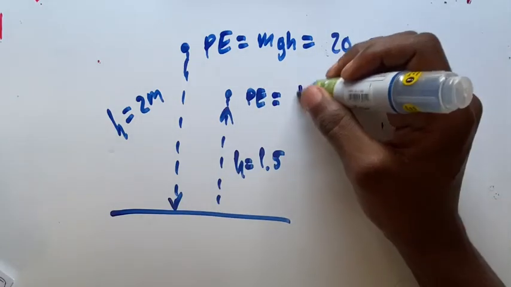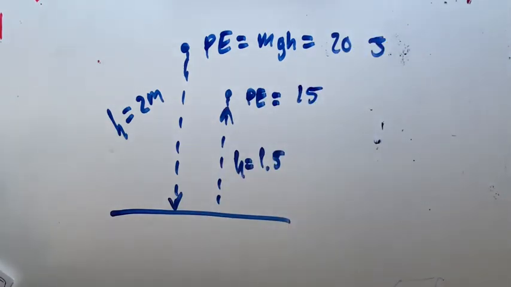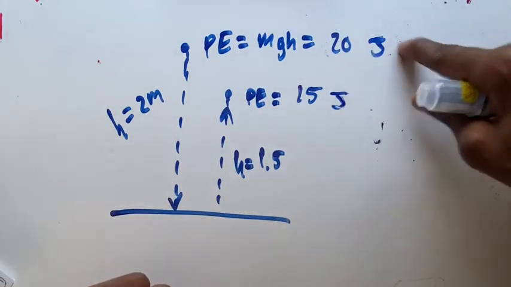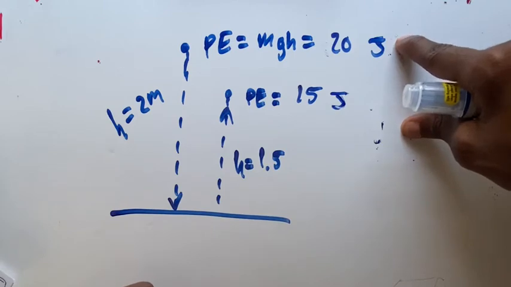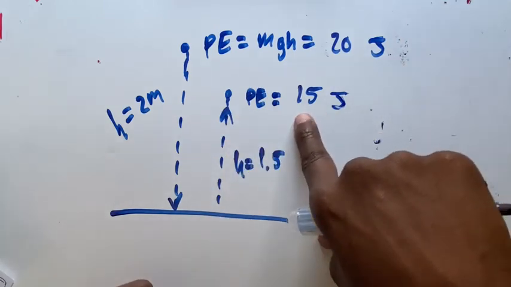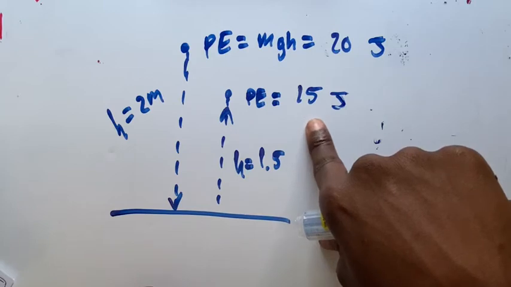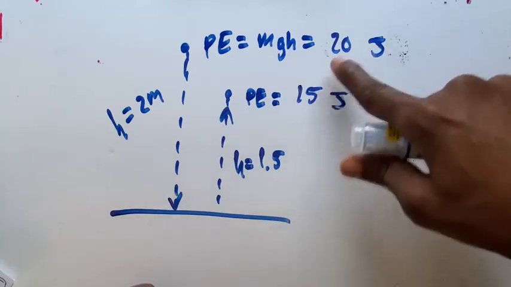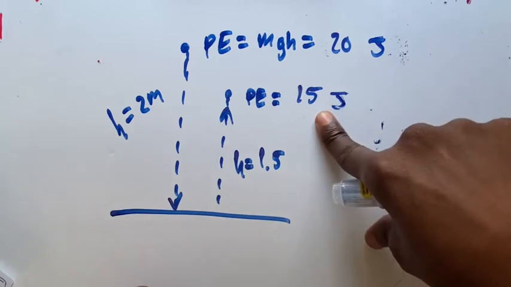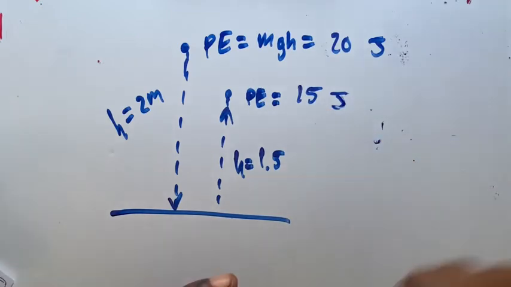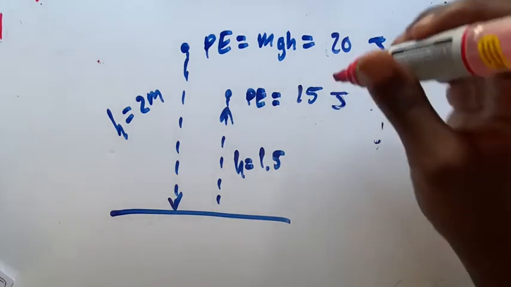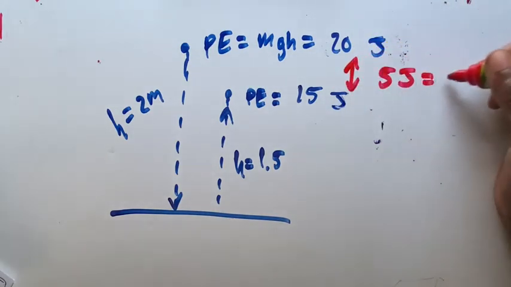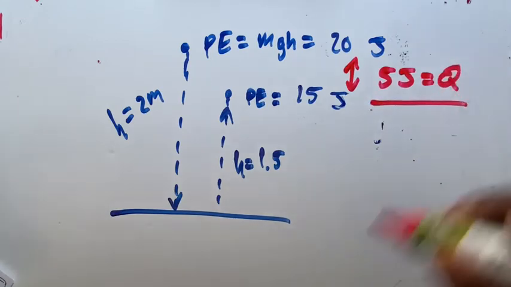All right, so it's going to be 15. So basically we see here now that originally the energy was 20, and now once it goes back up to that height, the energy is 15. So the amount of energy lost is 5 joules. Well, that means 5 joules must be lost due to heat. And so that 5 joules difference must be equal to the heat there.